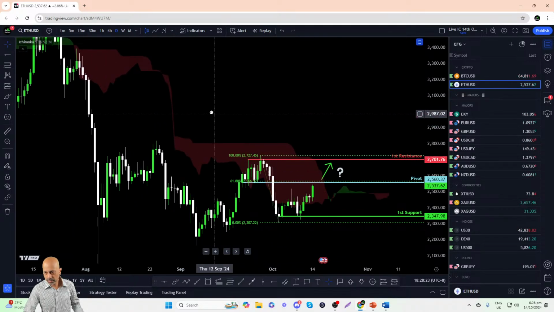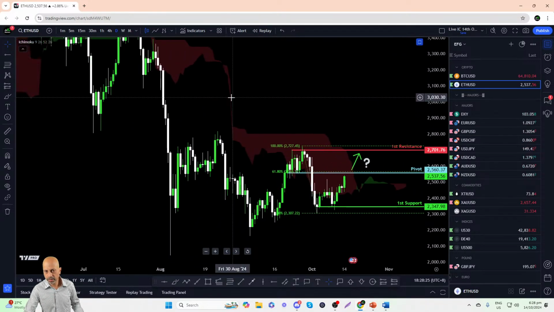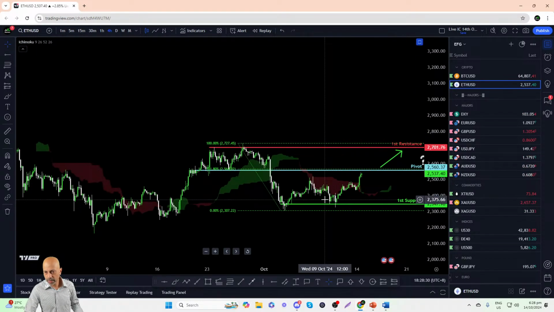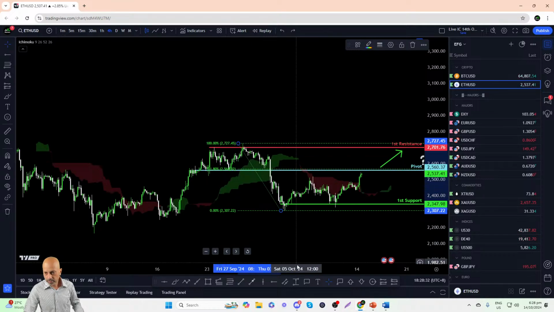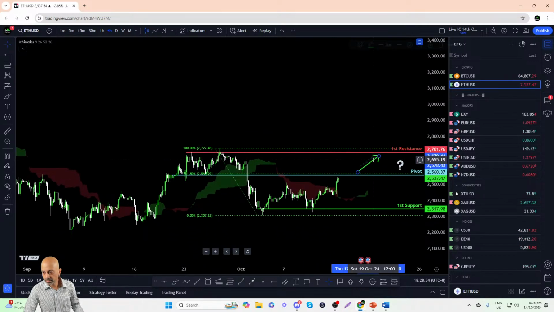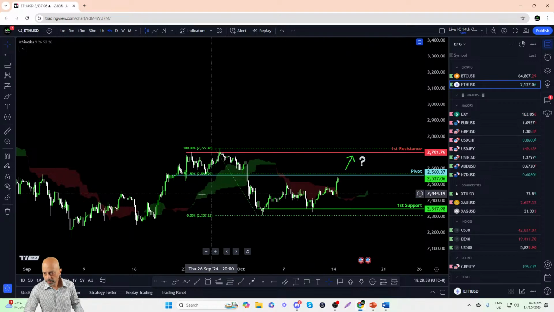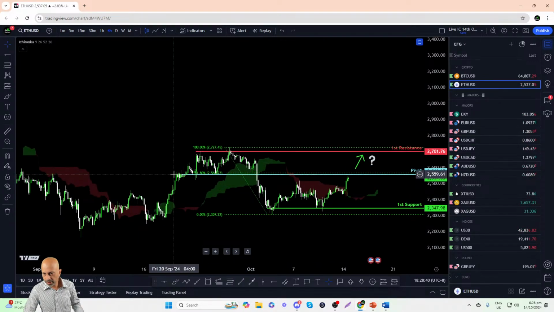Alright, so let's see. Yep, I think this is pretty much it for Ethereum. Let's go look at it on the 4-hour time frame. Right, this is a little bit clearer. There's a pretty decent pullback resistance level here at 2,560, which has been identified as a pivot.